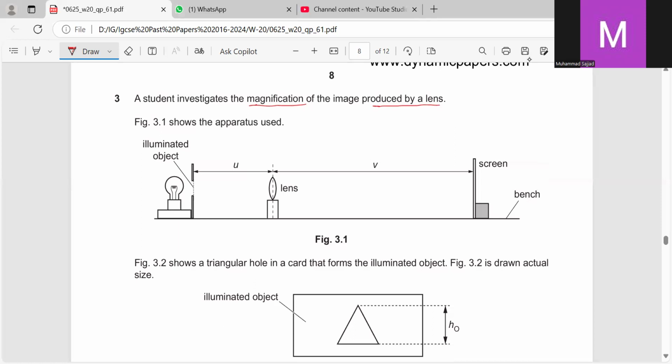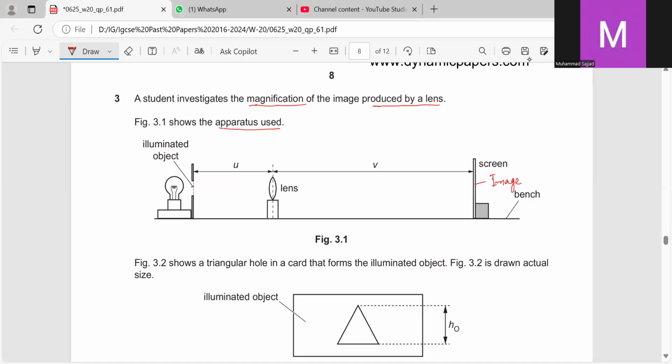Now, the figure shows the apparatus used, and the apparatus is always arranged in the same fashion. On the extreme left, there will be the illuminated object. The lamp is there, and the object is in the gap over here. Then the lens, which is on a bench, and the screen, which is also supported by a bench to keep it vertical. The screen is actually the place where the image of the object is made.